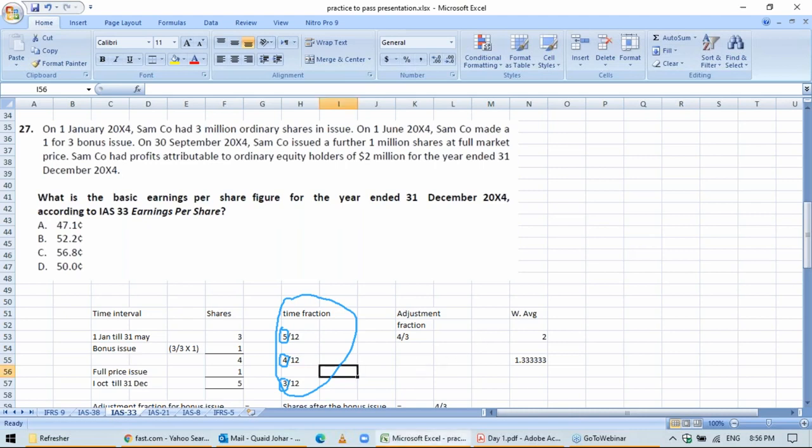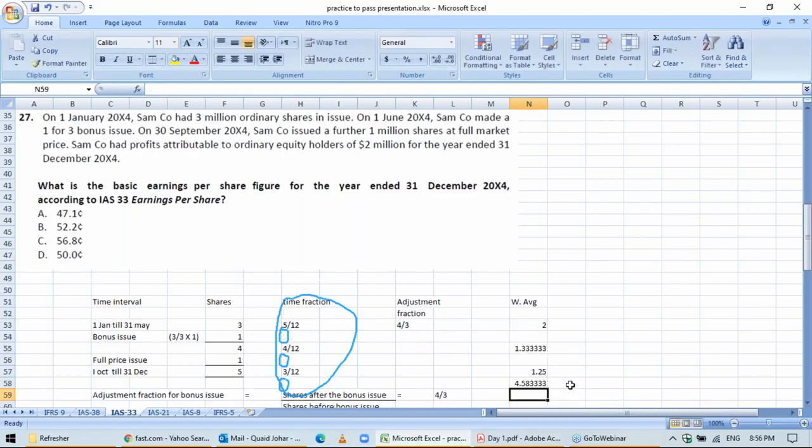Okay. So now 5 million into 3 divided by 12. So this gives you the weighted average number of shares for the year. I need to make a correction in the first one for 5 months, right? So it makes 4.25 million shares.